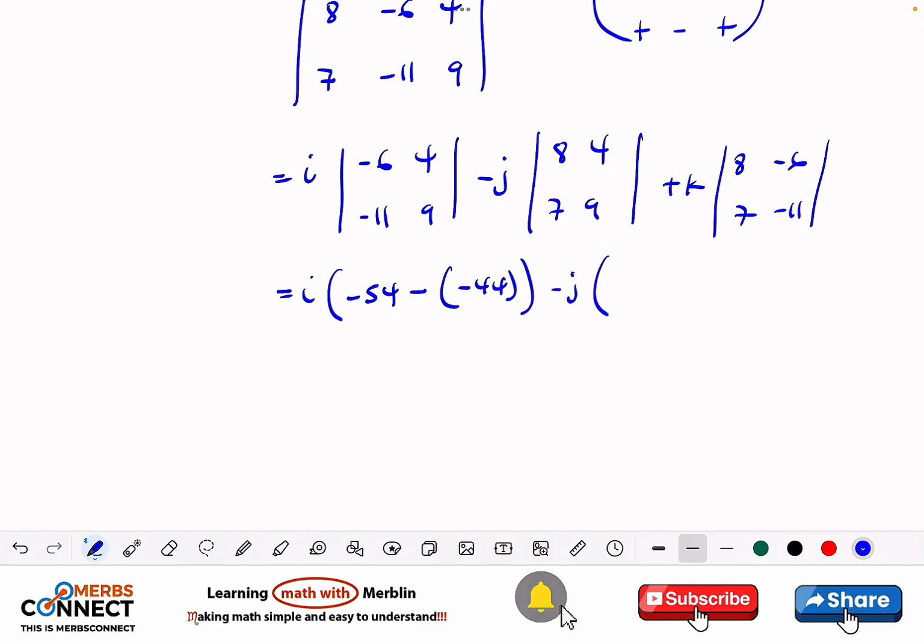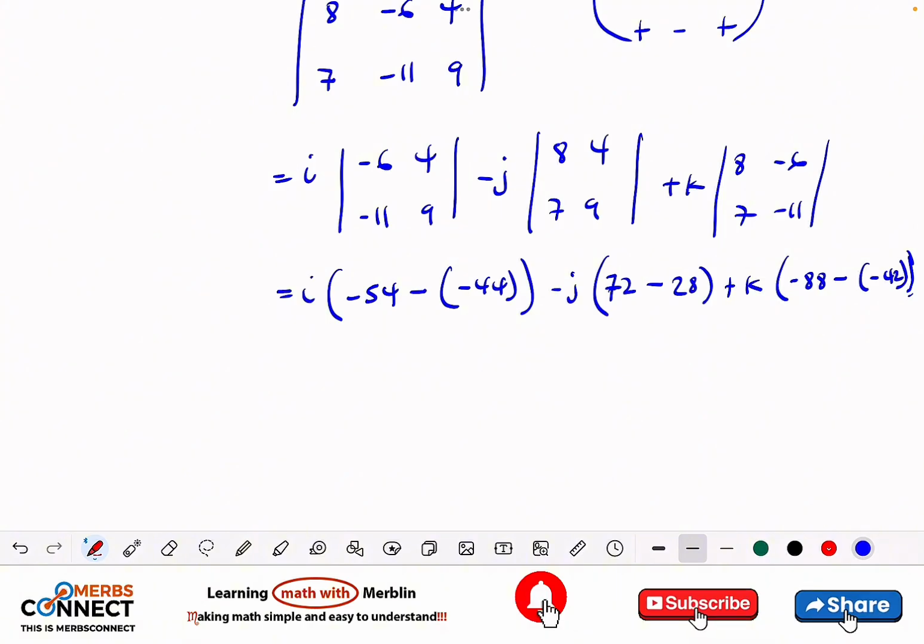Minus J, open bracket. 9 times 8 should be 72. Minus 7 times 4 should give us 28. Plus K. Then 11 times 8 minus 11. So minus 8, 8. Minus 6 times 7 should be, I think, minus 42. So yeah, I think so.